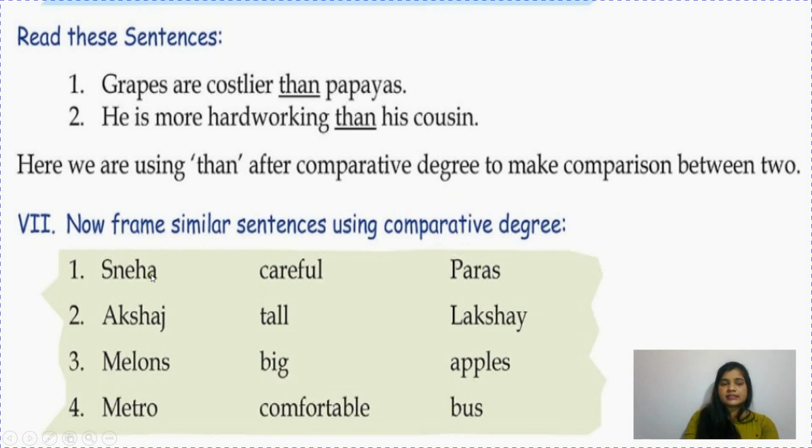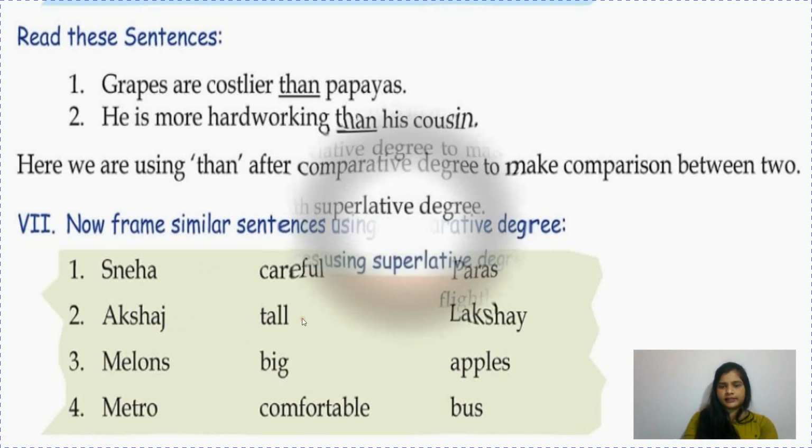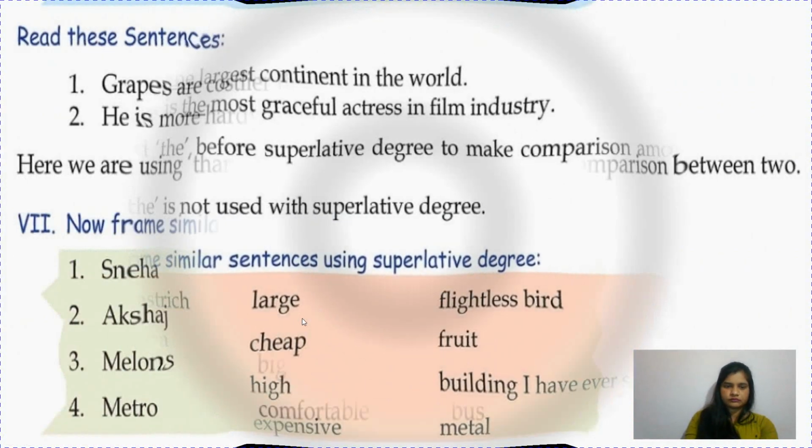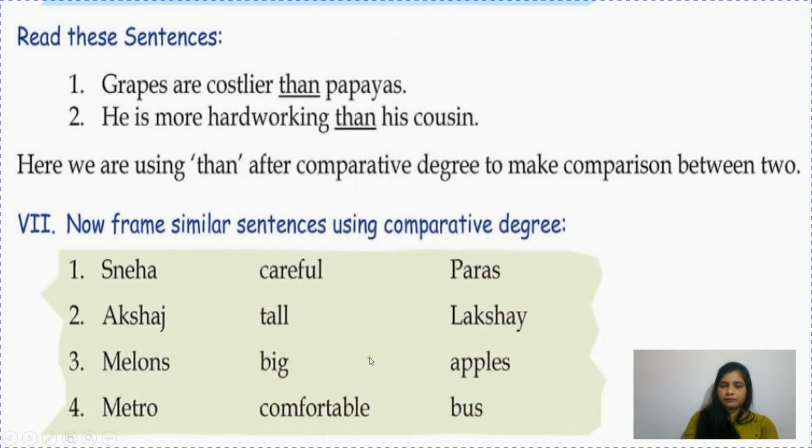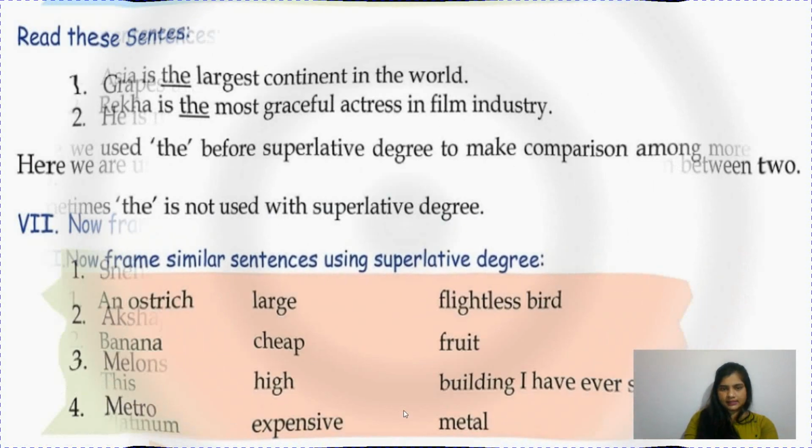Let's see. Sneha is more careful than Paras. Only you have to add is if it is singular and are if it is plural, and you have to write as more careful than. You have to add here more and here than. Akshas is taller than Lakshay. Melons are bigger than apples. Metro is more comfortable than bus.